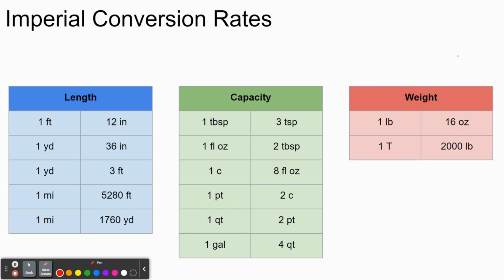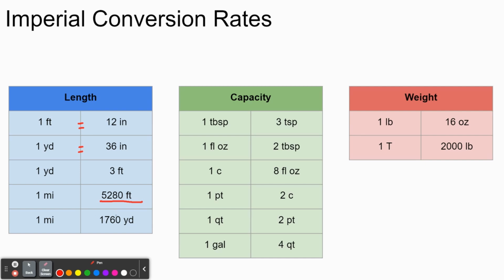We got three main ways of measuring with imperial units. We've got length, capacity, and weight. Here is what you're probably most familiar with. 12 inches is equal to a foot. 1 yard is equal to 36 inches. That also means that 1 yard would equal 3 feet. 1 mile would be 5,280 feet.